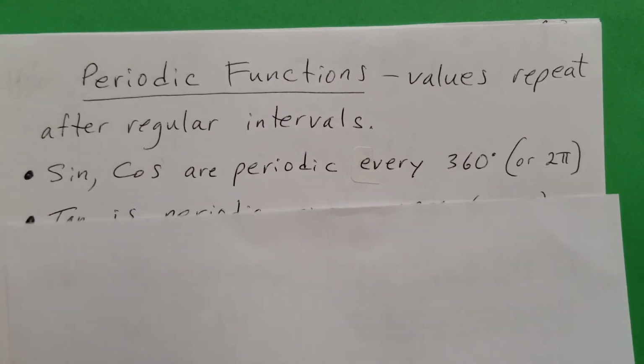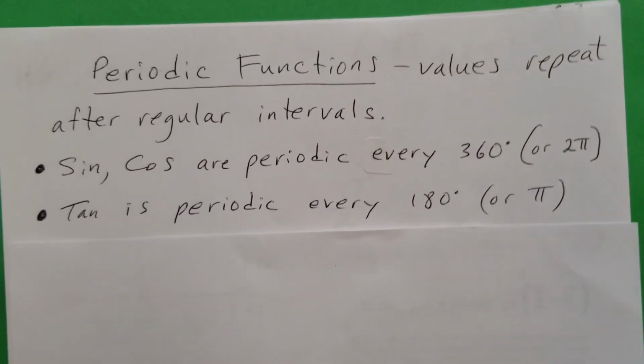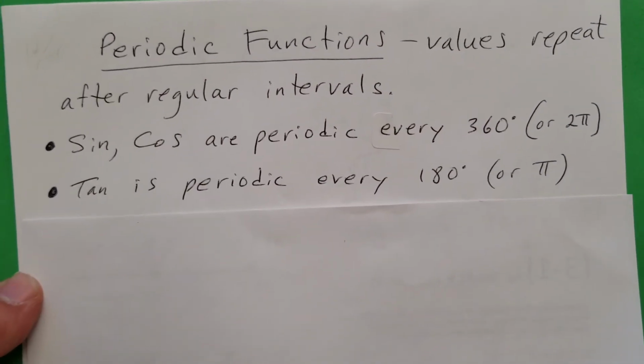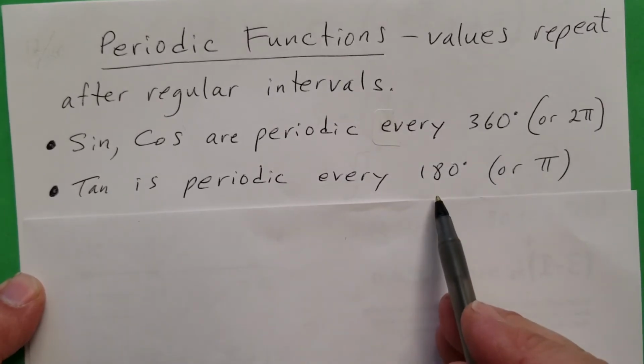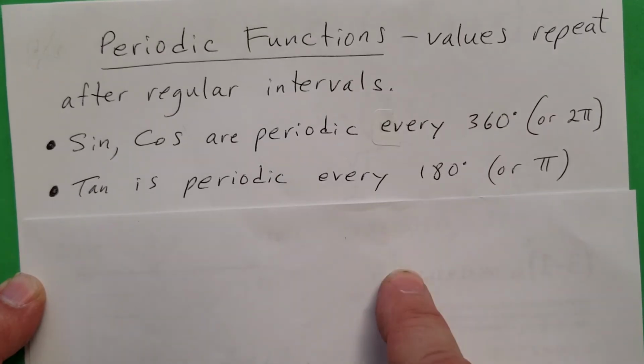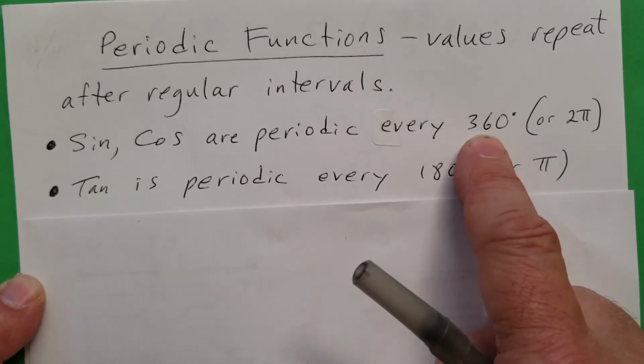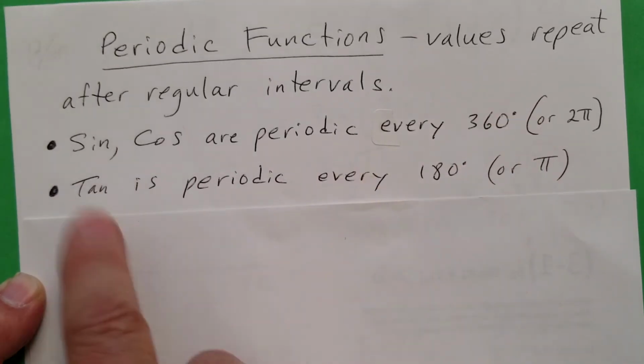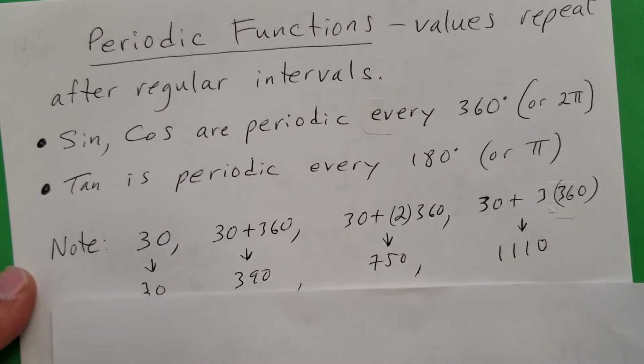It turns out that tangent doesn't repeat every circle. It repeats every half circle. So that means 0 and 180 are the same, right? Here, 0 and 360 are the same. You've got to go full circle for sine and cosine. For tangent, it's half.